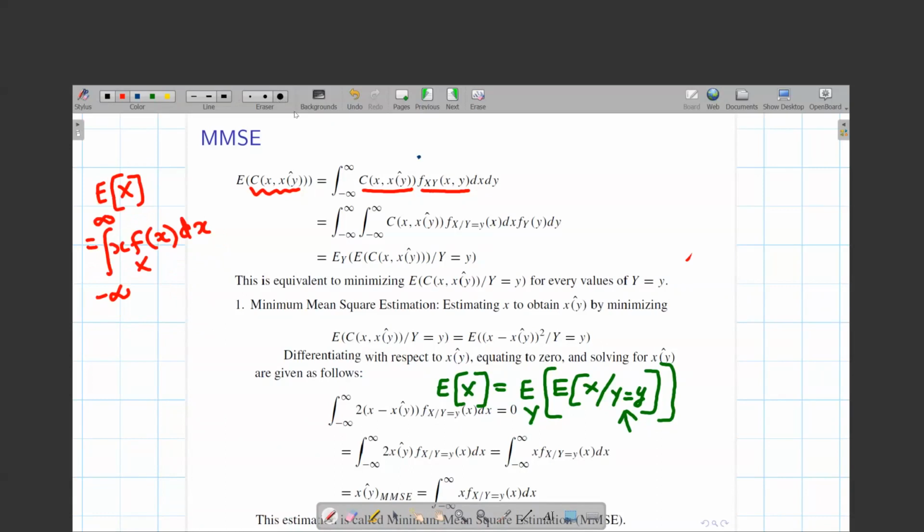So now what we are going to do is, instead of taking the expectation of this cost function directly, we are writing the expression using this trick. What is the trick? Intuitively I'm writing now, expectation of x can be written as expectation of x given y equal to y, and take the expectation over y.